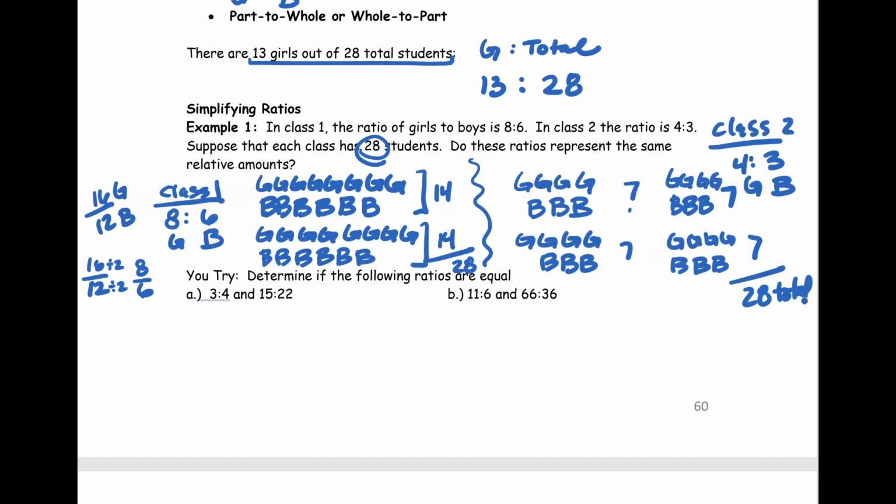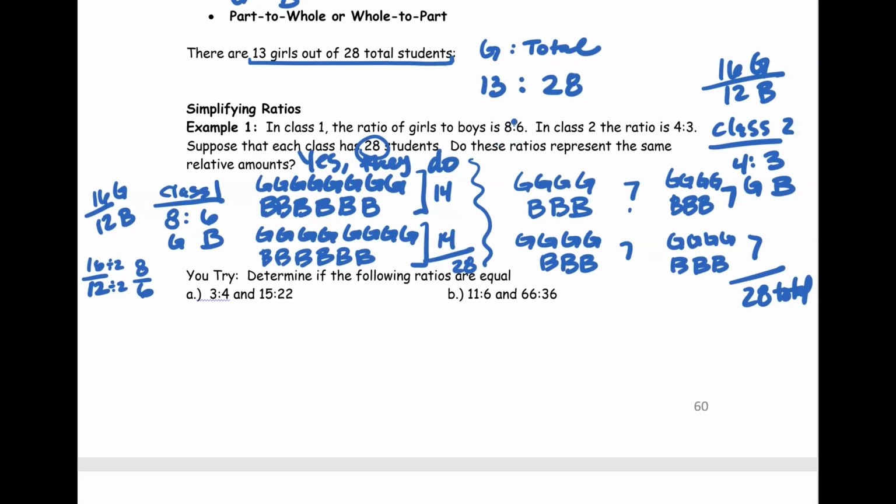Now let's look at the individual amounts of girls and boys. It looks like we've got 4, 8, 12, 16 girls. So 16 girls in class 2, and 3, 6, 9, 12 boys, 12 boys. And if we look, that's the same exact amount of girls and boys that we had in class 1. So we would say, yes, they do. Just like fractions, it's possible to have different ratios that look different, but when you reduce them, they end up being the same thing.